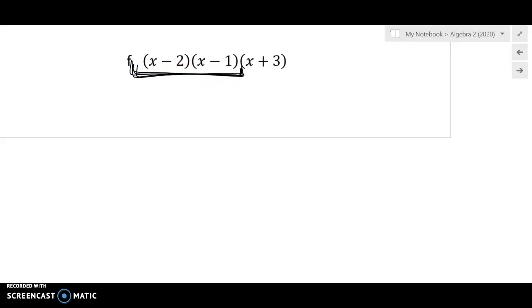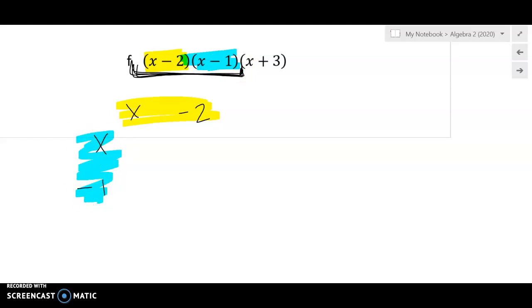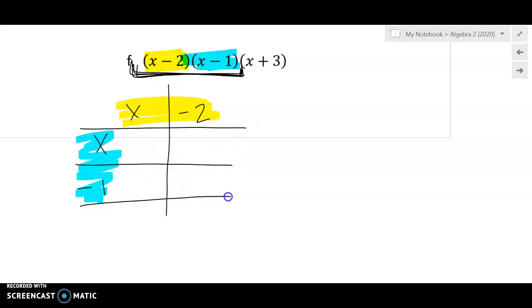Okay, so what I'm going to do is I'm going to do my box method. So I'm going to put x on the top and minus 2 on the top. That's the yellow part. And then I'm going to put the other one in blue, the x and the minus 1, along the side. And let me make my boxes. Kind of make this look nice and organized. Oops, I forgot a line.